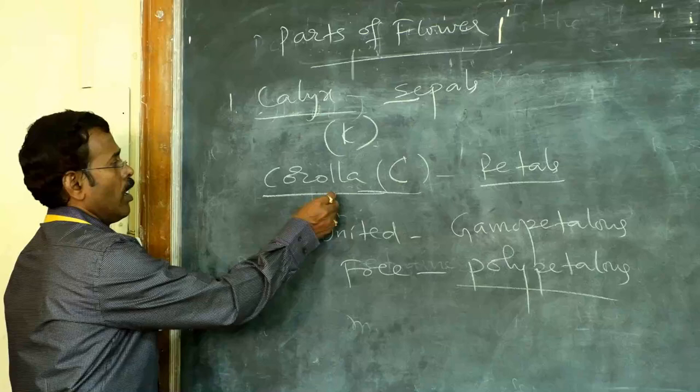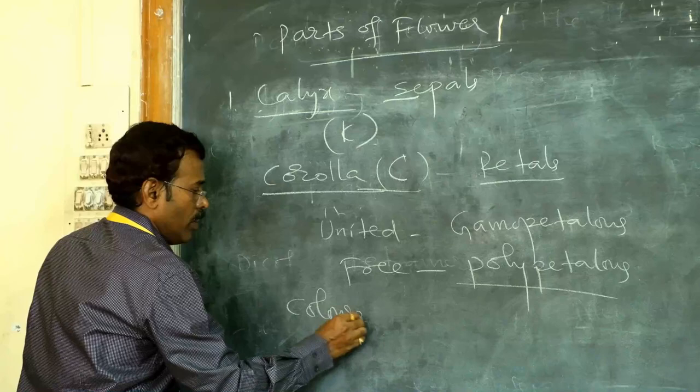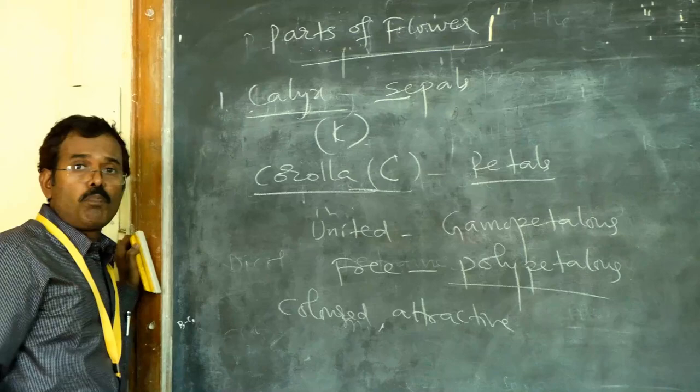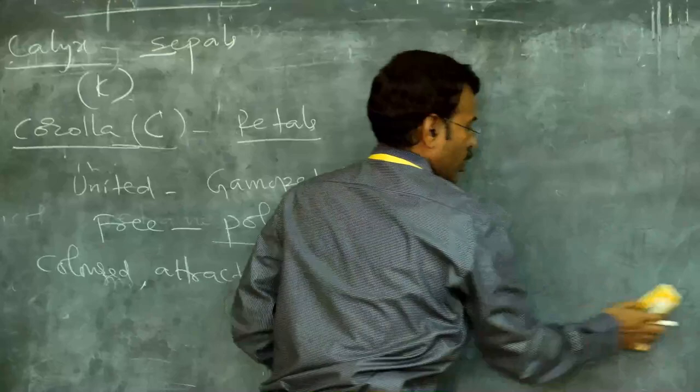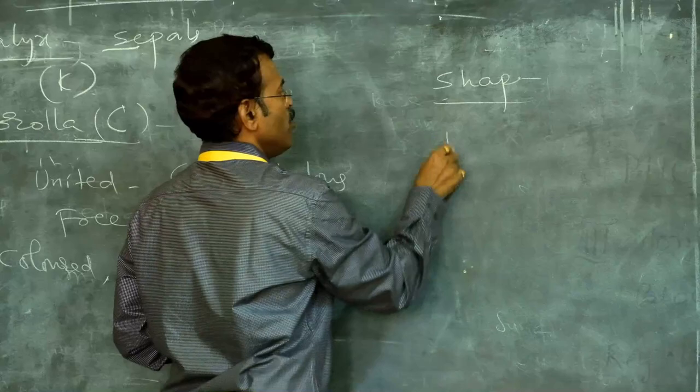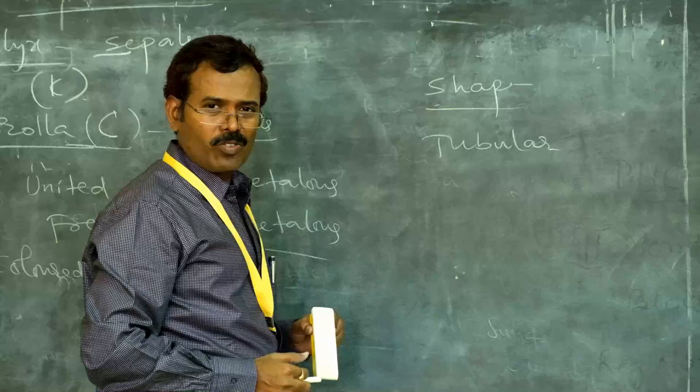Corolla, which has petals and color, is attractive. It attracts pollinating agents such as mainly insects, birds, etc. The shape of the corolla can be variable. It can be tubular. Tubular corolla you can see in disc florets of sunflower.